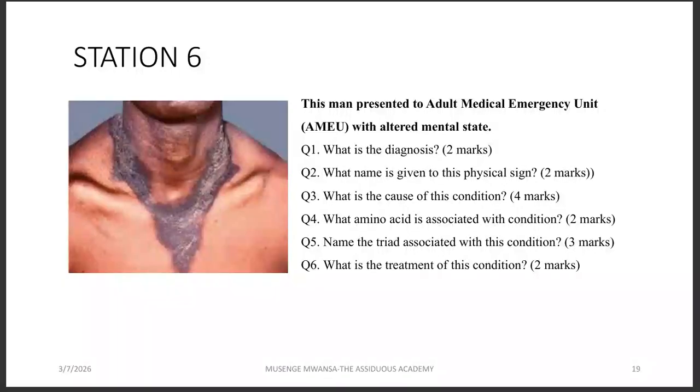This man presented to the adult medical emergency unit with altered mental state. What is the diagnosis? So, from what you can see, what do you think is the problem? Like diabetes. Okay, what do you think you can see here?